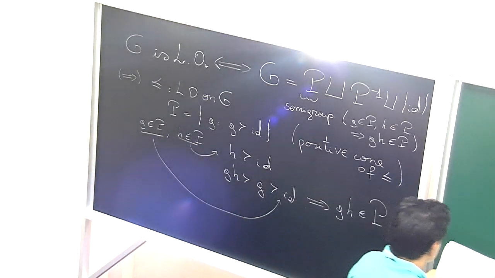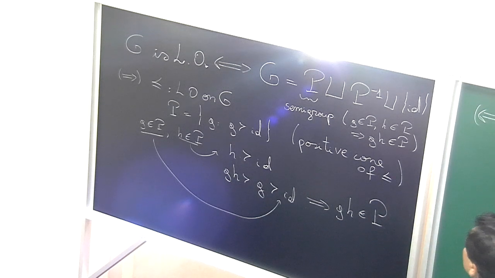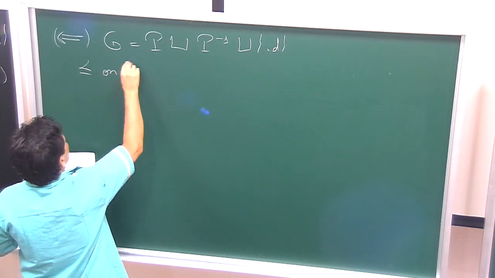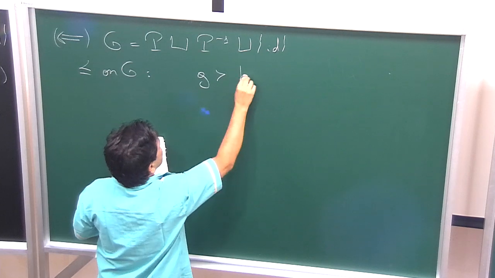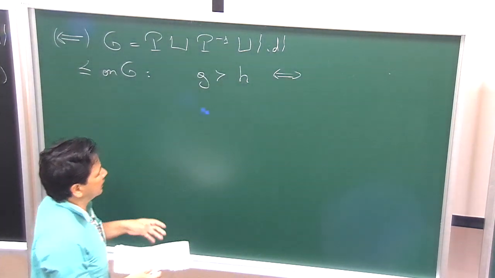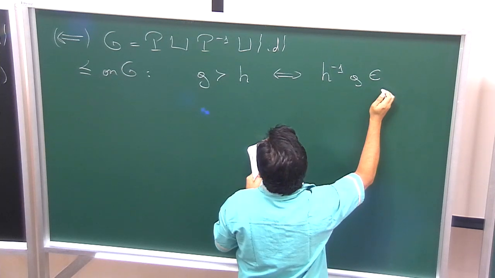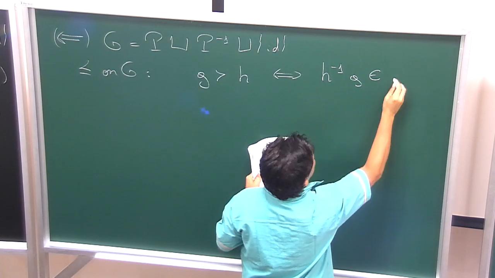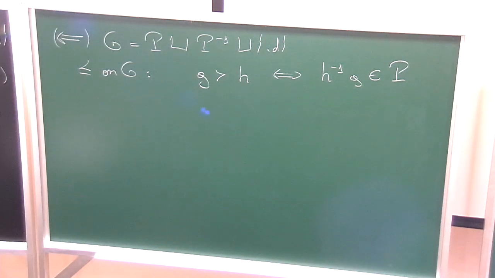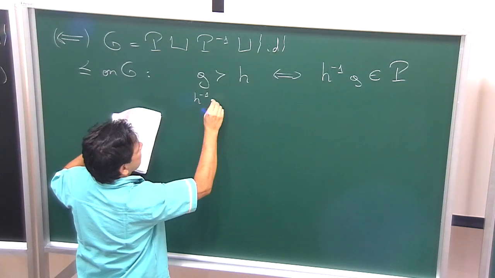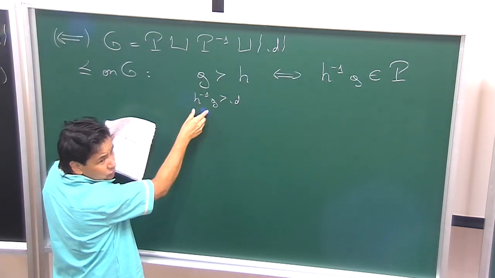And the converse: if you have the decomposition of G this way, then you can define an order on G by letting, say, G is larger than H if and only if H inverse G is in P. This is the natural definition because if you have this inequality, this means that H inverse G is larger than the identity. So this is the element you should include in P.